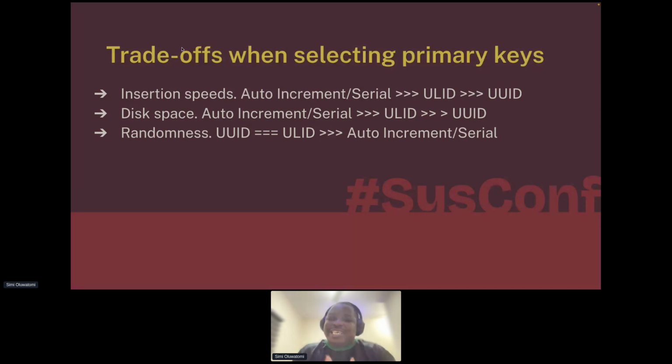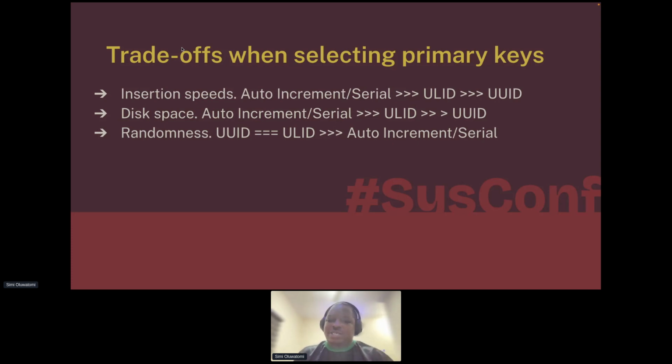Now, these conditions are sometimes dependent. Insertion speed is sometimes dependent on the database engine and the database vendor. So for instance, on MySQL using the InnoDB engine, UUID is extremely random. So when you insert it, it is slow. But in a database like MS SQL, the same condition may not apply.